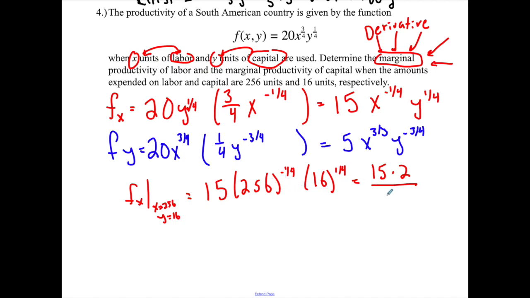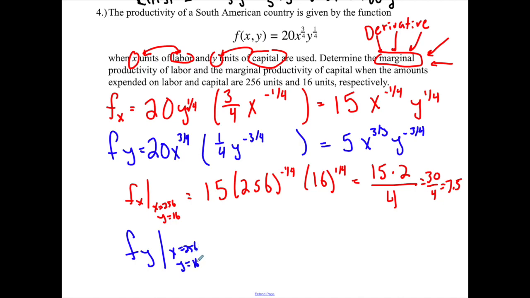Here, I know that 4 times 4 times 4 times 4 is 256. And since this is negative 1/4, I'm going to put the 4 down on the bottom. So I'll have 15 times 2, which is 30 over 4. So it's 7.5. Then we examine the same thing, but with y.